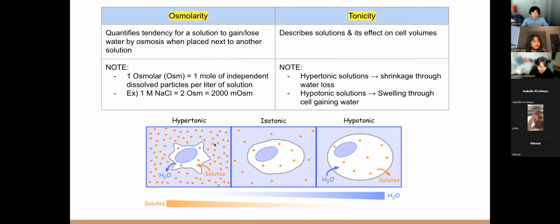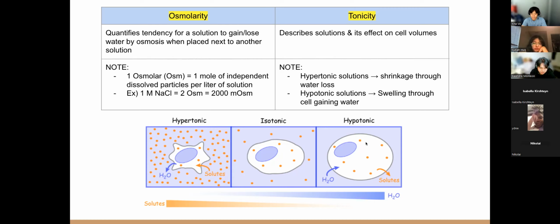But now talking about hypertonic solutions, right? This solution will be classified as hypertonic because it causes the cell to shrink through the water moving out of the cell. Because there's such a high concentration of solutes here, it drives water movement out of the cell and therefore cell shrinkage. That's why this solution will be classified as hypertonic. For the case of hypotonic, there is a net movement of water into the cell, right? So the solution will be classified as hypotonic because it causes the cell to swell.